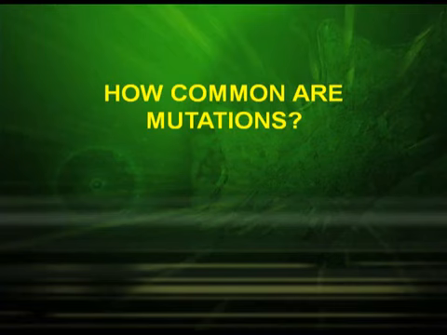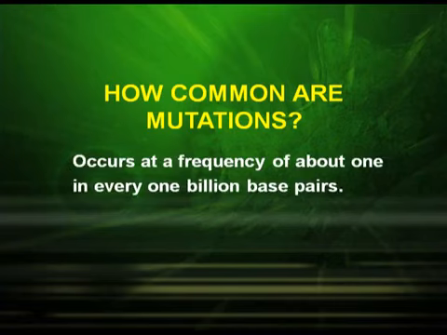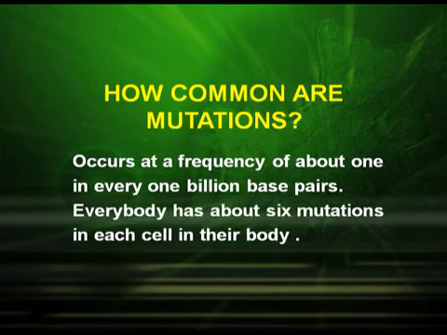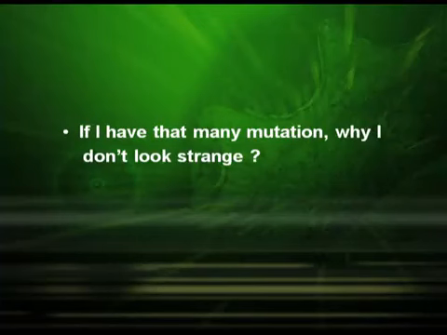Now another very important question: how common are mutations? You will be surprised to know that they occur at a frequency of about 1 in every 1 billion base pairs, and everybody has about 6 mutations in each cell in their body. Isn't that surprising? Now you must be having one question in your mind: if I have that many mutations, why don't I look strange? But you know the answer. Why? Because these mutations are not always seen.